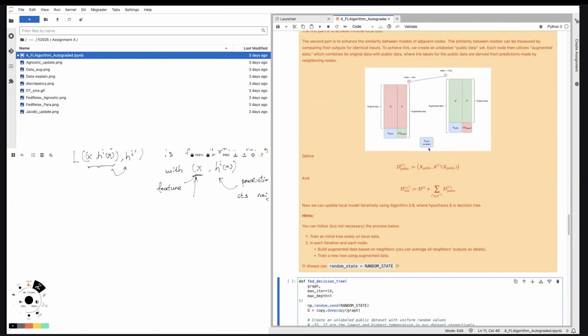And using this public data, we train on each node. For example, we train this public data on node I. If we train this public data on node I prime, then we get some label from I prime. Then we have the whole data set with feature and label, and we use this public data and the label from node I prime to train node I. Then we can compare the discrepancy between node I and node I prime.